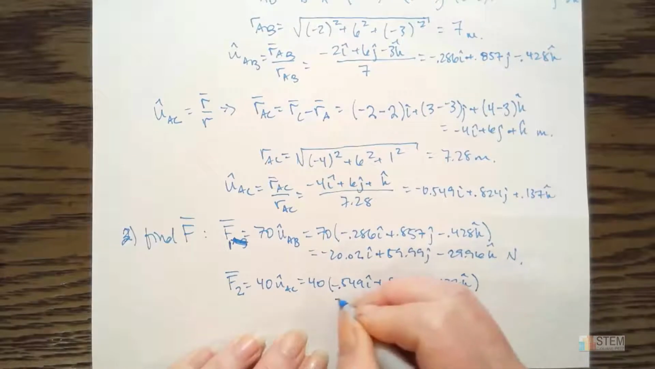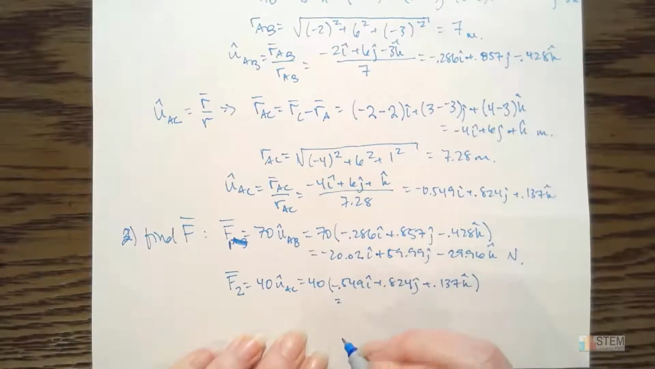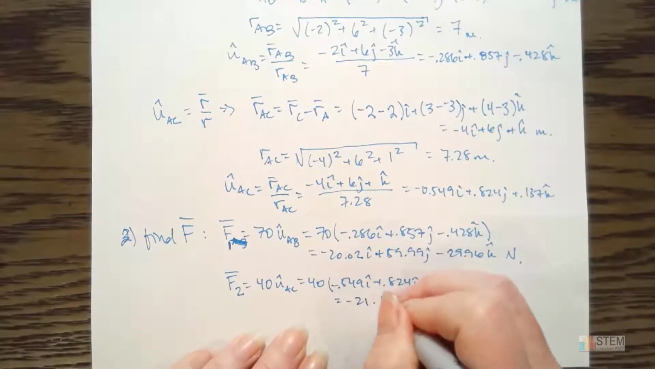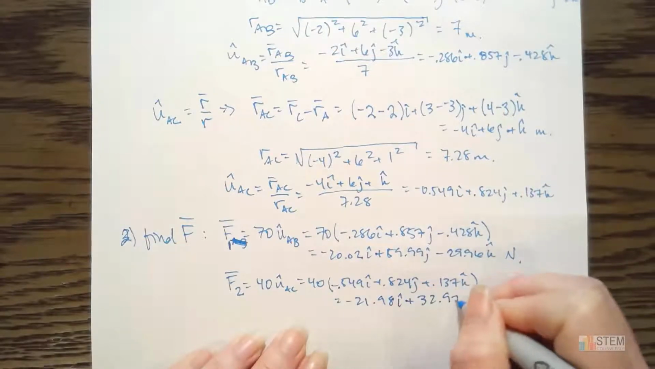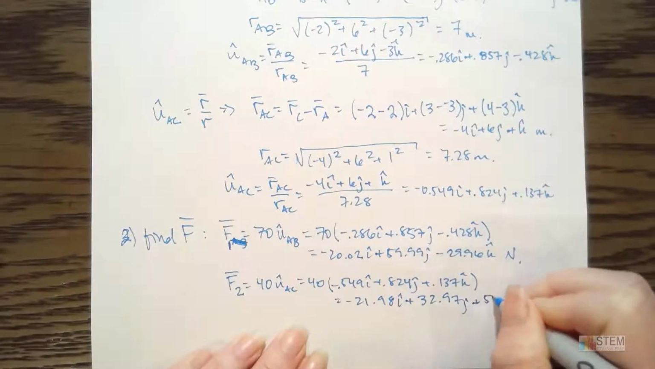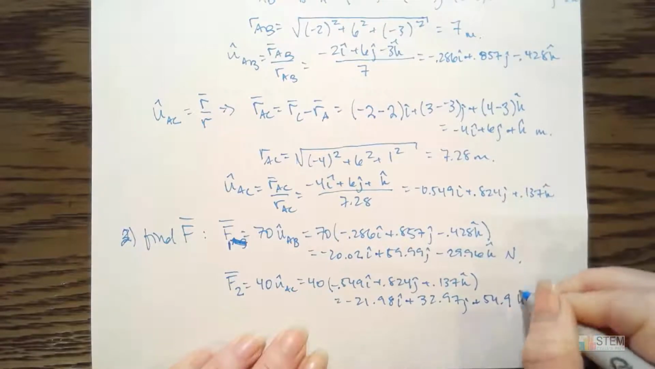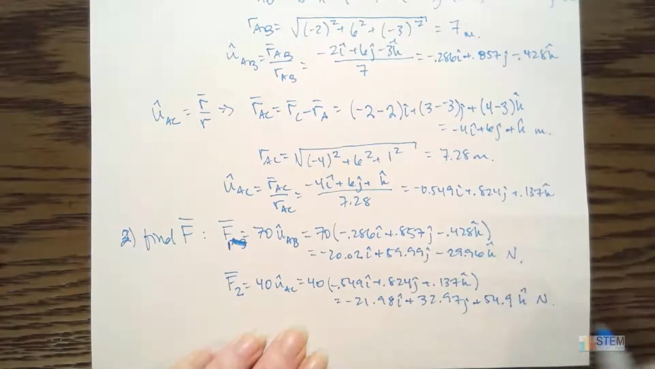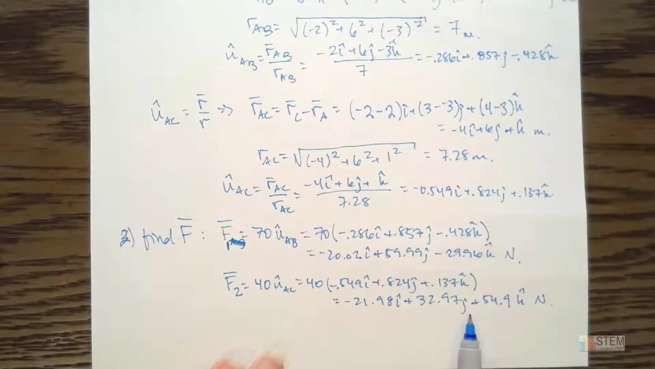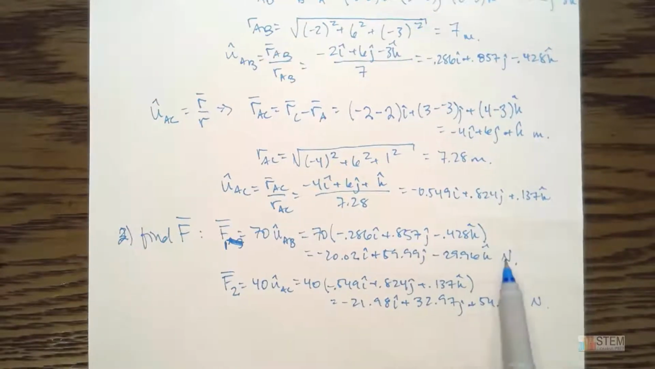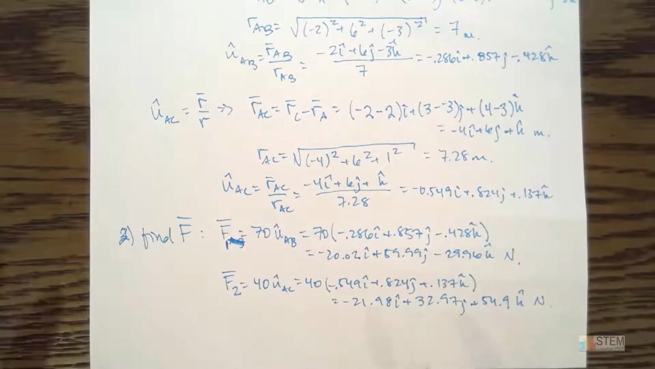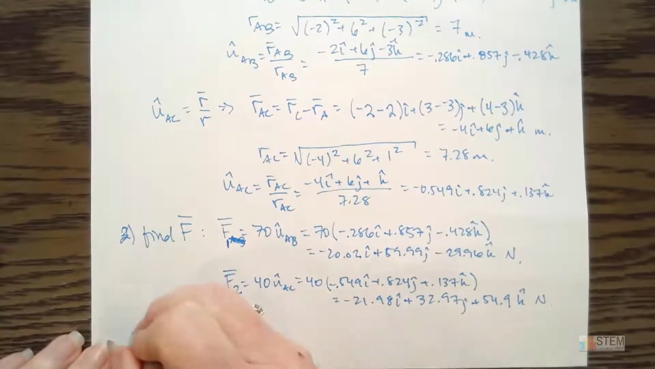Like that. And then once you put that in your calculator, you're going to get negative 21.98i plus 32.97j plus 54.9k. That's in newtons. So this is our force F2 in Cartesian vector form. So now that I've got these forces, I can go ahead and find theta.